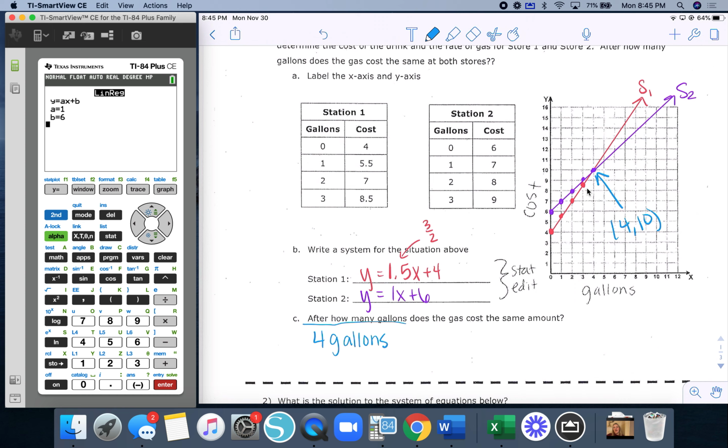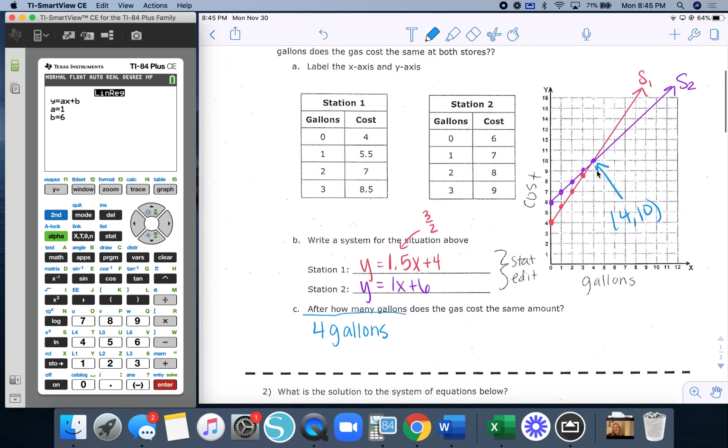So if you need 4 gallons of gas and you're getting the same drink at both stores, it wouldn't matter which one you went to. Anything less than that, you would want to go to the pink station because it's cheaper. Anything more than that, you would want to go to purple because it's cheaper. But if you need exactly 4 gallons of gas, it would not matter which one you go to.